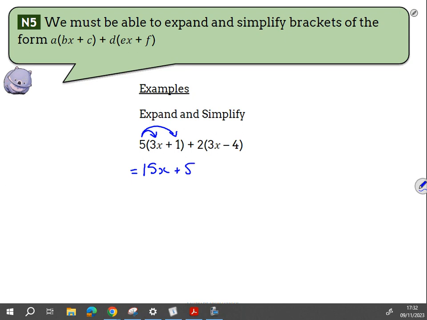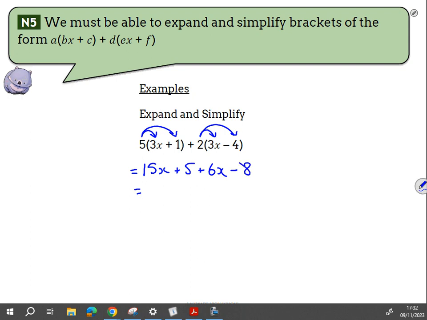So now I'm moving on to the second bracket. And everything's going to be multiplied here by a positive 2. So 2 is going to be multiplied by 3x. So that'll be plus 6x. And then 2 is going to multiply the minus 4. So that'll be a takeaway. Positive times the negative is a takeaway. And then 2 times 4 is going to be 8.